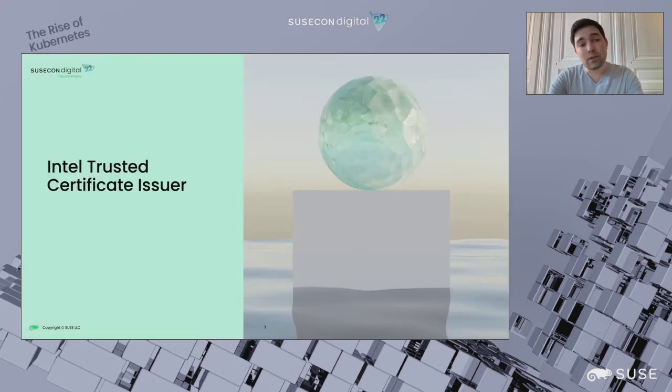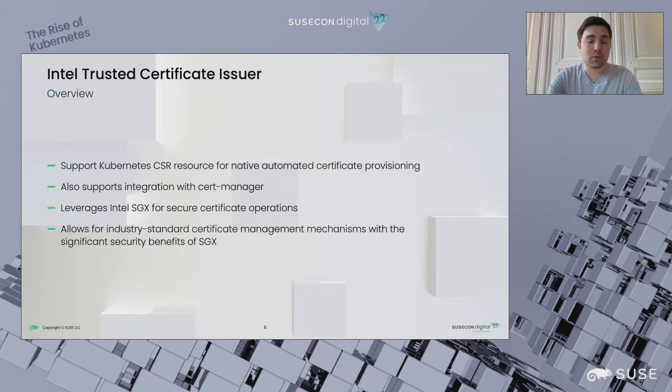So Intel has built a tool called the Trusted Certificate Issuer. Now, this is for integrating with Kubernetes cluster certificate issuing. This works both with the native Kubernetes CSR resource, which was stable in 1.19. It also supports integration with Cert Manager, which is an extremely common method for managing certificate issuers within a Kubernetes cluster. Now, this leverages SGX.